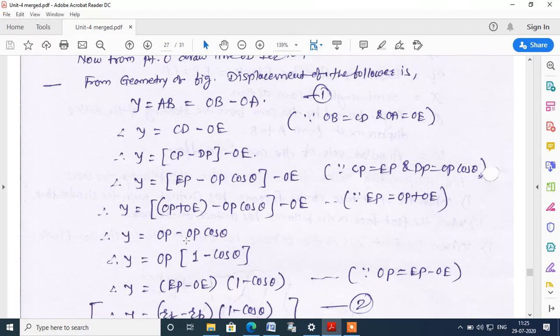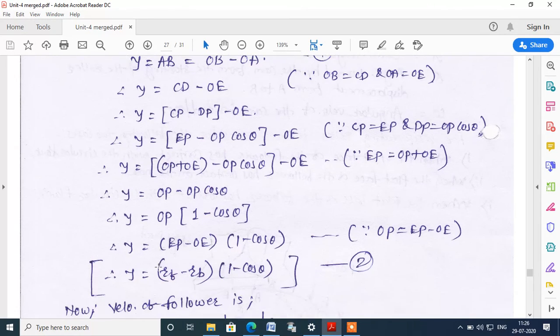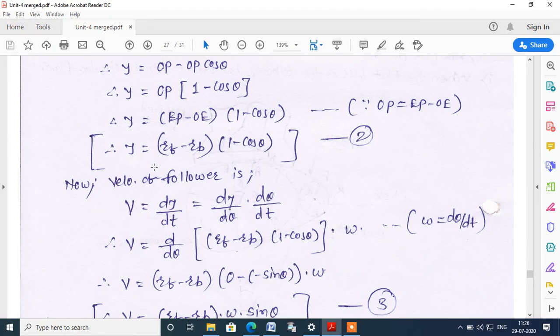So OE gets cancelled and finally we get OP minus OP cos theta. So y equals OP into bracket 1 minus cos theta. For OP we can write EP minus OE. So y equals EP minus OE into bracket 1 minus cos theta. Here EP is nothing but RF and OE is nothing but RB. So y equals RF minus RB into bracket 1 minus cos theta. This is the displacement of the follower.